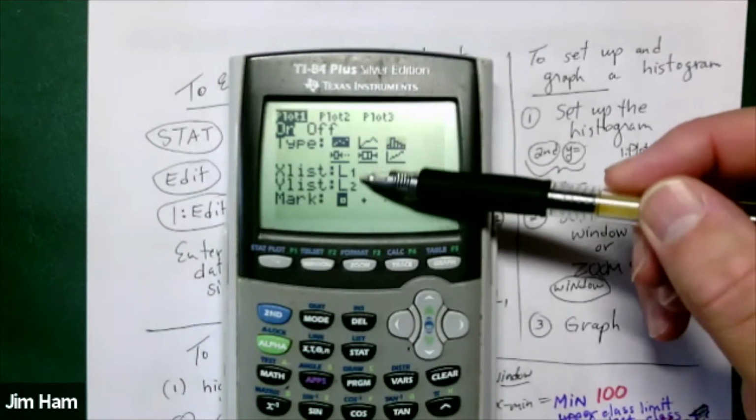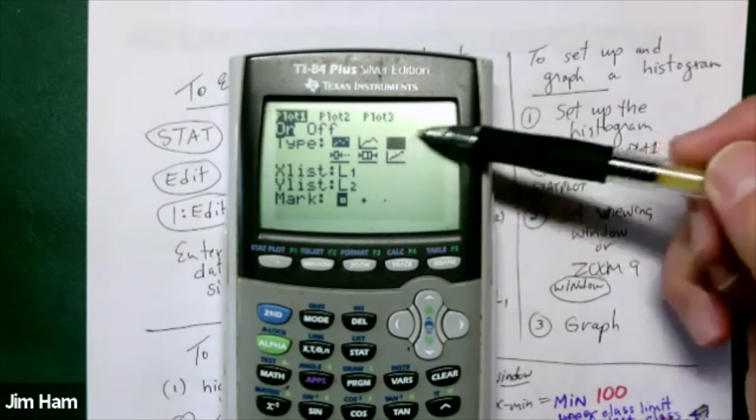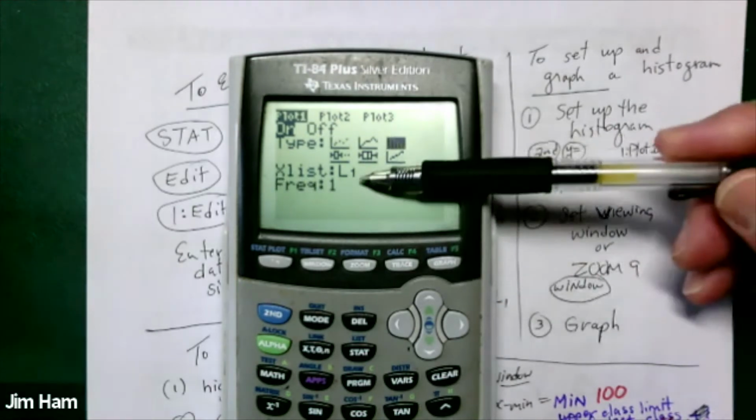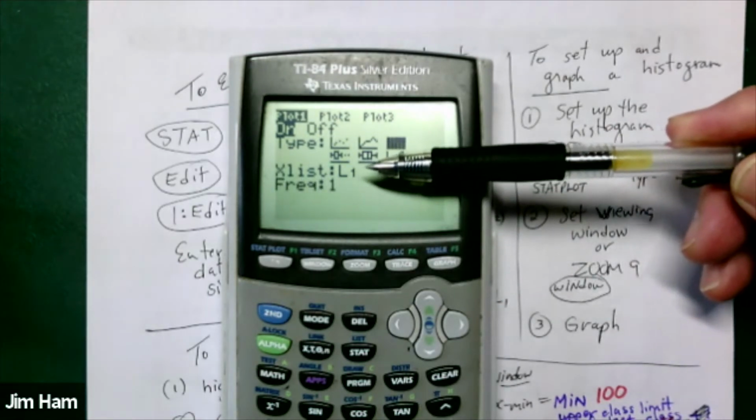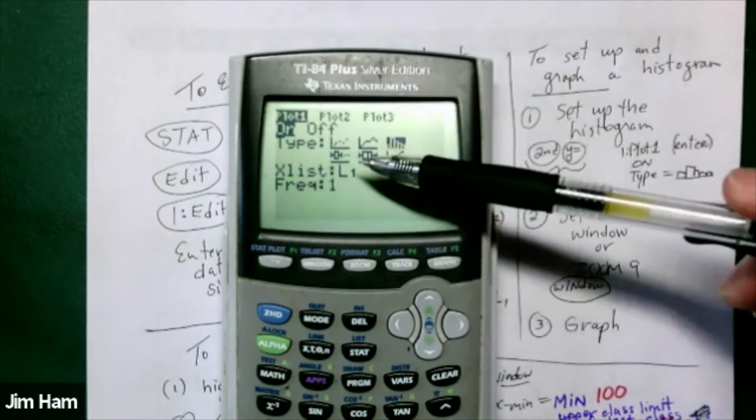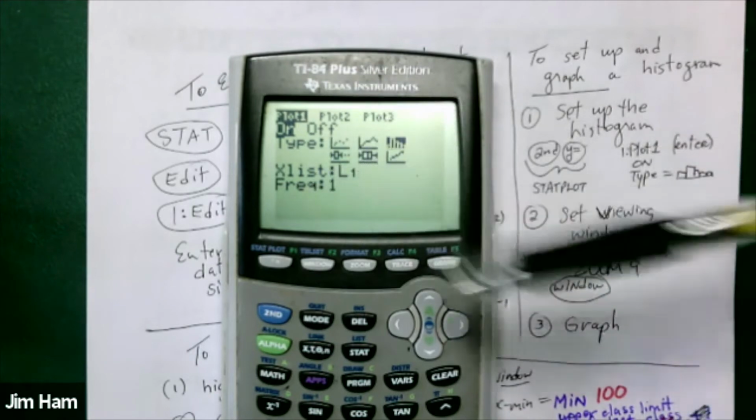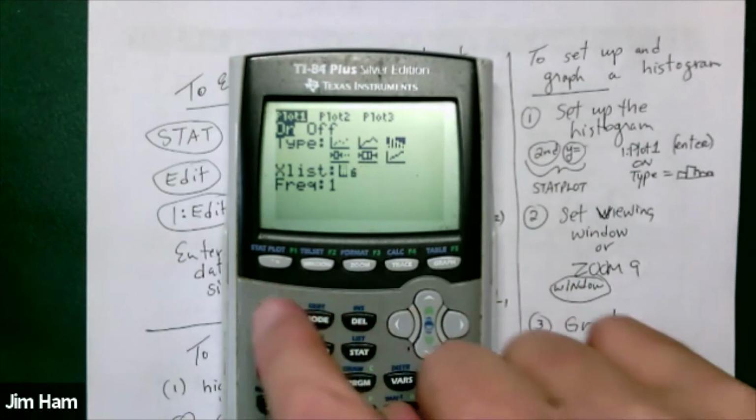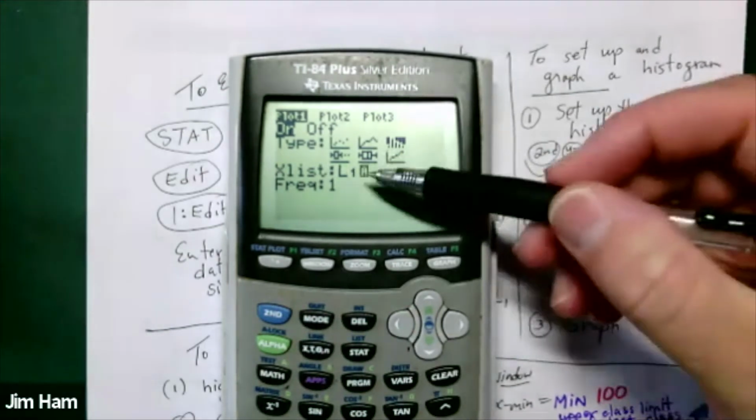Now notice what's going to change when I hit enter here. The histogram only uses a single set of data, not an X and a Y. And so when I hit enter, it understands that, oh, you just have to give me one list. And so next to X list, you should see L1. If something else was there, like L6 or something like that, you just want to come back and hit second and then the number 1 to put L1 there.